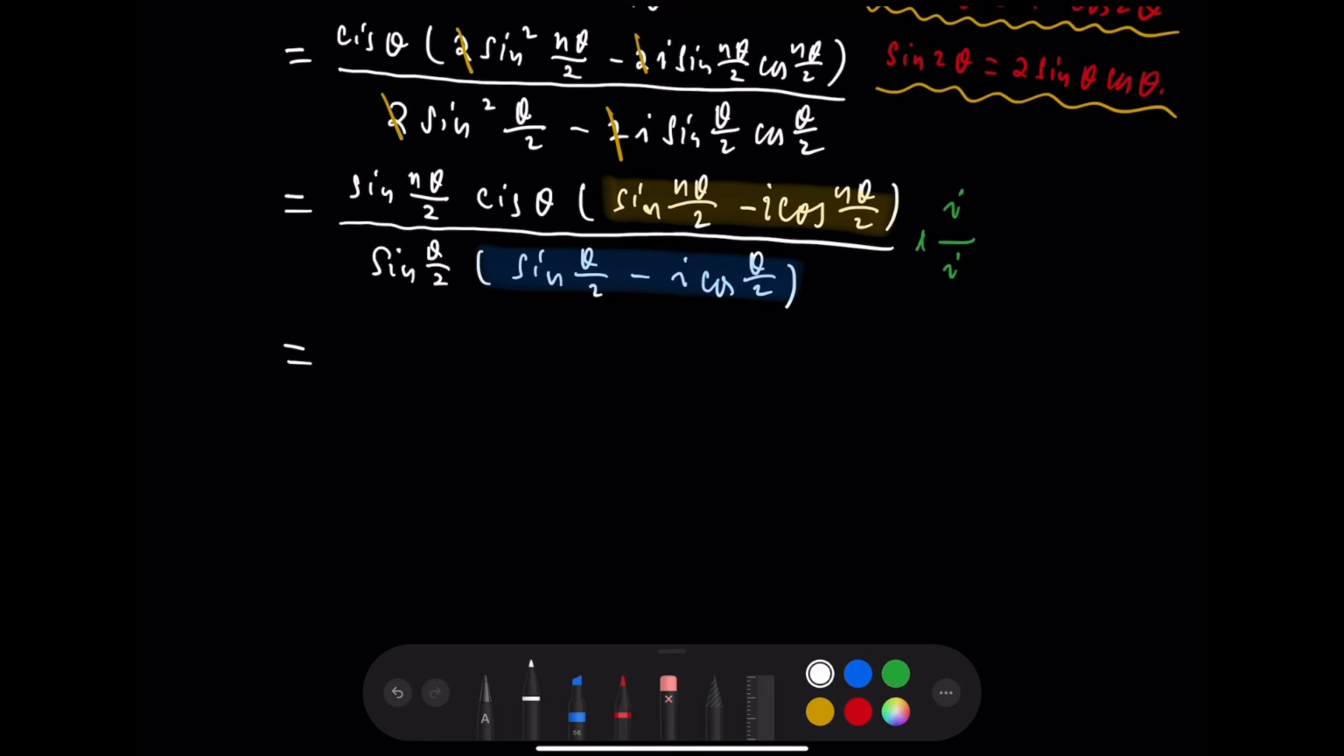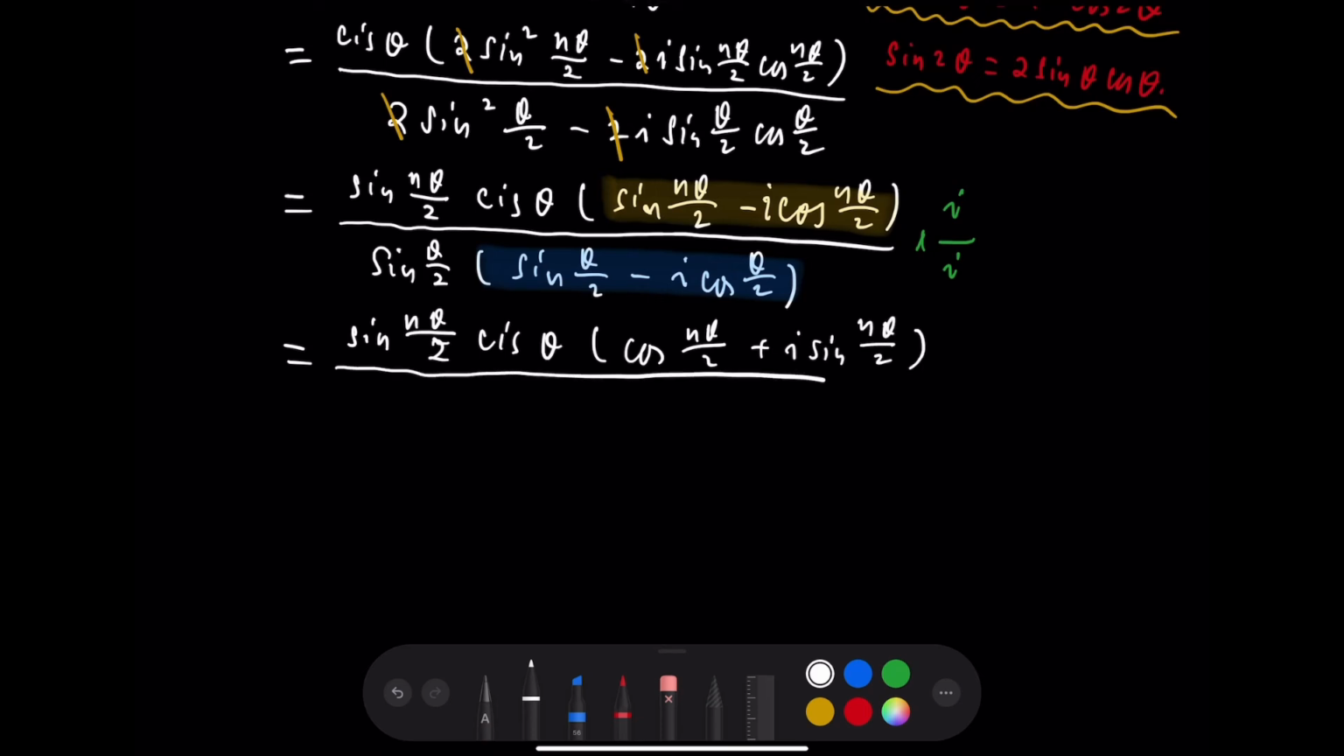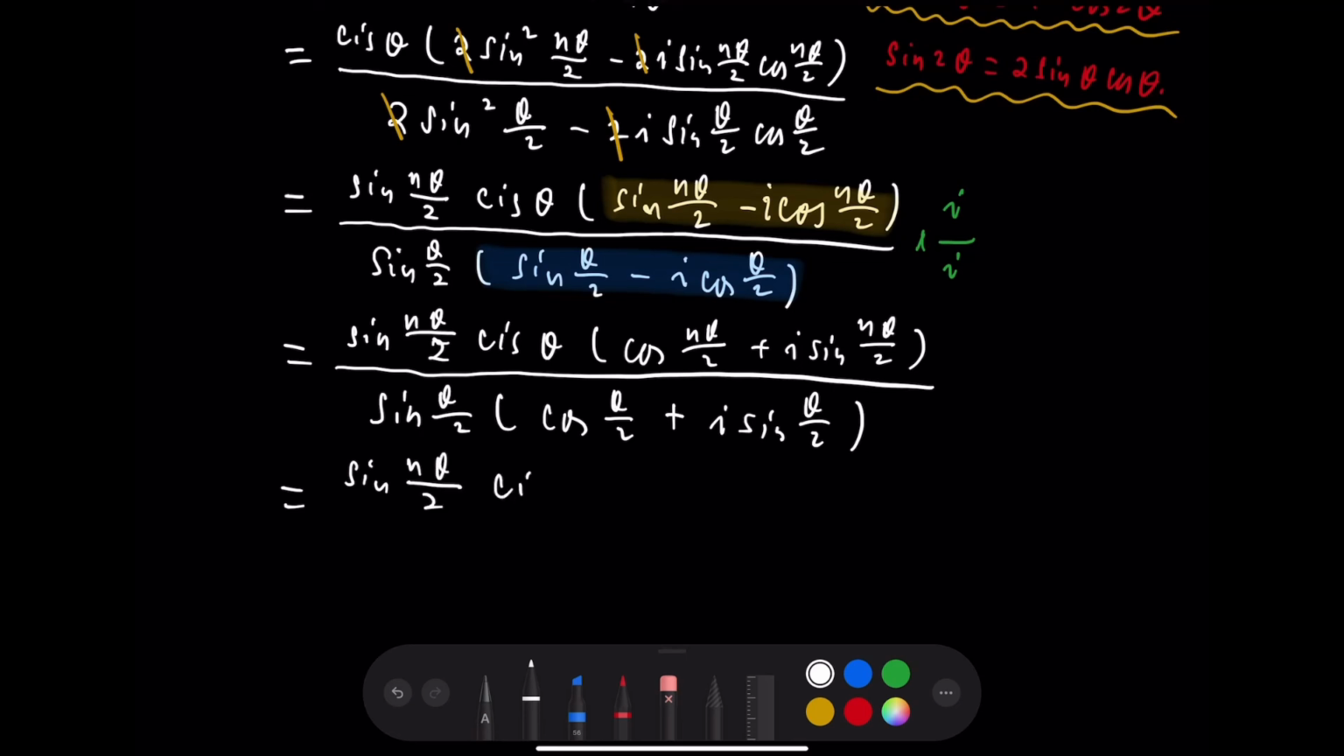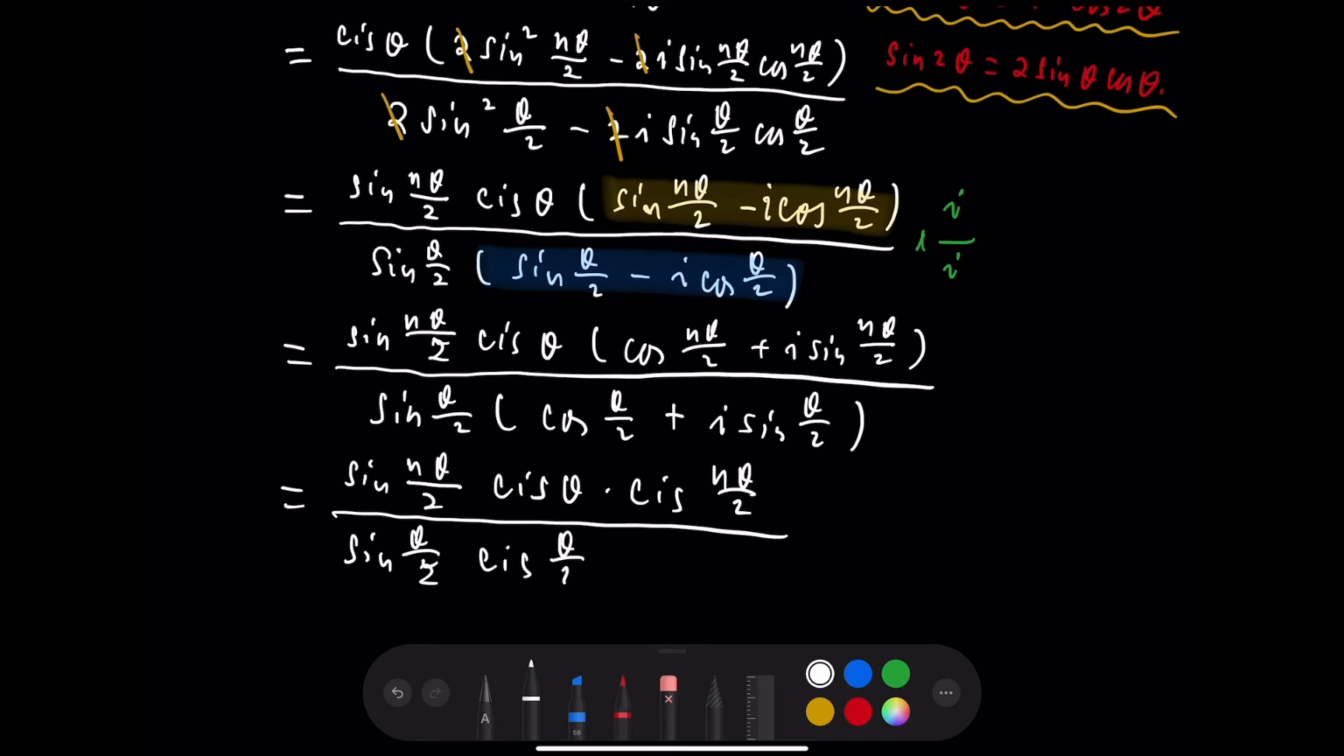Let's continue. I still have sine n theta on 2 and cis theta. This time I have cos n theta on 2 plus i sine n theta on 2, since I multiplied by i. My denominator also becomes cos theta on 2 plus i sine theta on 2. Wow, very nice. Both top and bottom are now proper polar form, which I can write as cis n theta on 2 for the top, and cis theta on 2 for the bottom.